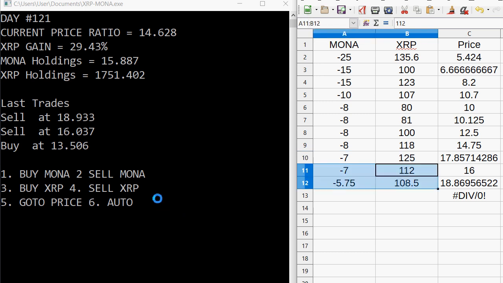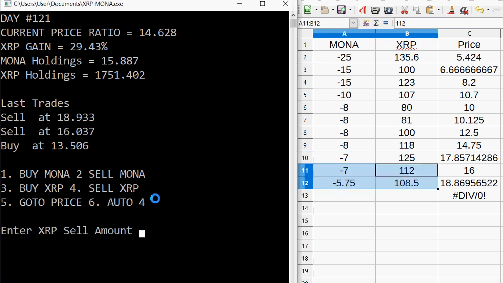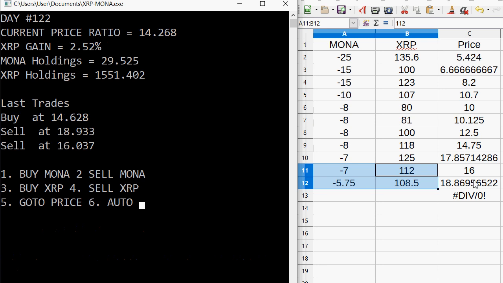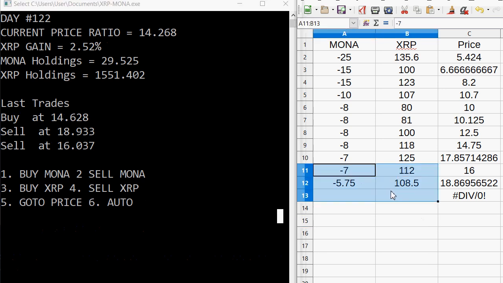I can unload a couple hundred Ripple, gain like 20 of them, and then that would get me 13.6. I originally got rid of 12.75. That's not the greatest of gains overall, but I'll take it though. So we'll get rid of these 2.